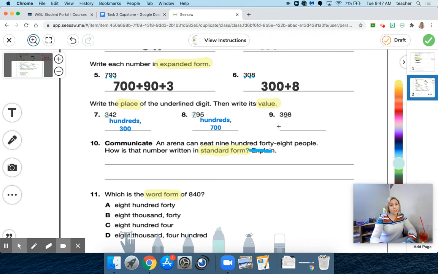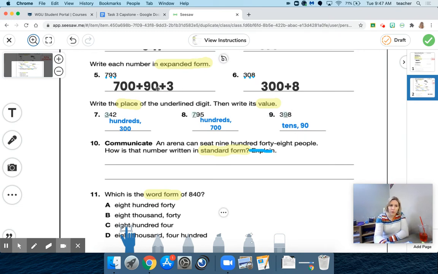The underlined digit is 9 in 398. This one is in the tens place. And since it's in the tens place, that means it is 9 tens. And 9 tens is the same as 90. So that 9 is worth 90. And you think about that when you break it up into expanded form. Think, how much is this 9 worth? If I were to draw it in place value blocks, how many would I draw and what shape would they be?